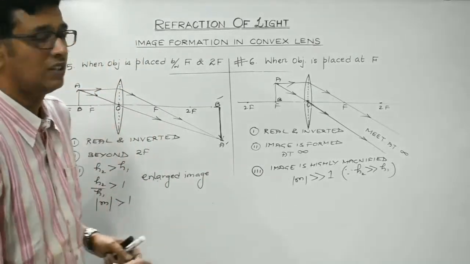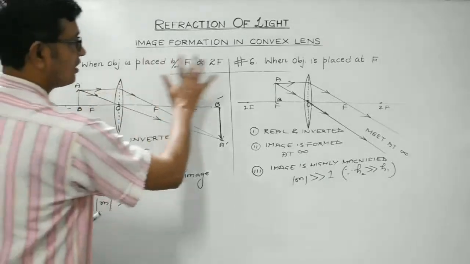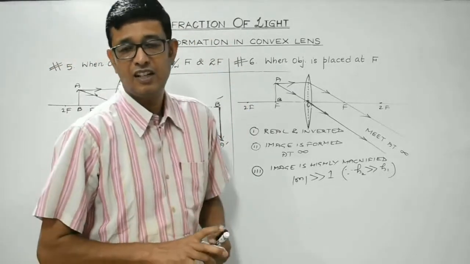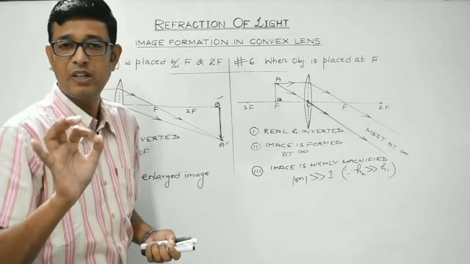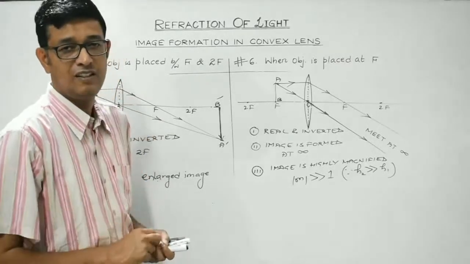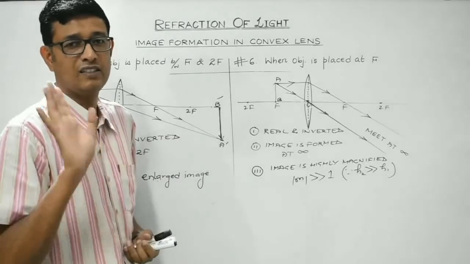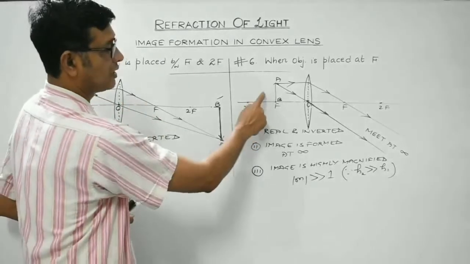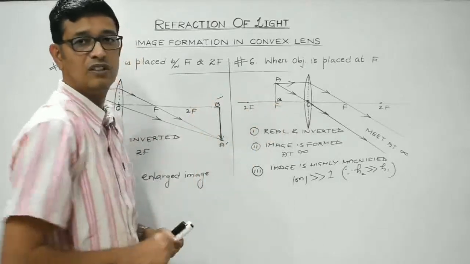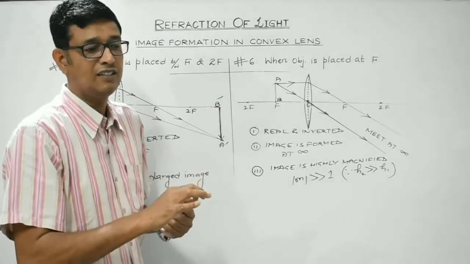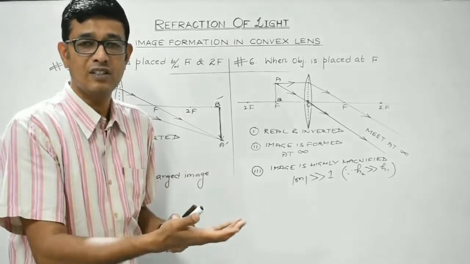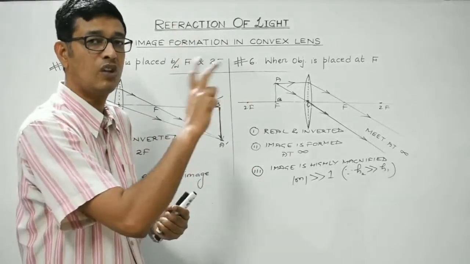So, clear? We have discussed 6 cases, and in all these 6 cases, the common point is that the nature of the image obtained is real. There is one very important case left, and that is when the object is placed between the optical center and the focus. It is an exceptional case, students. It is in this case that the nature of the image will get changed. It won't be real, it will be virtual and erect.